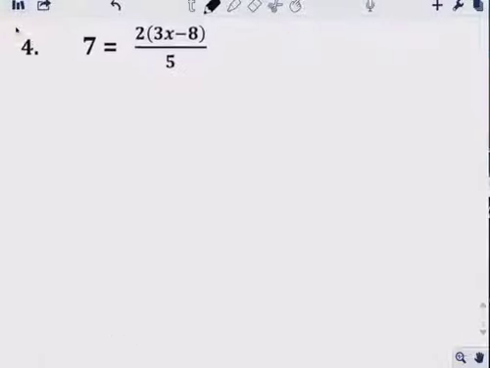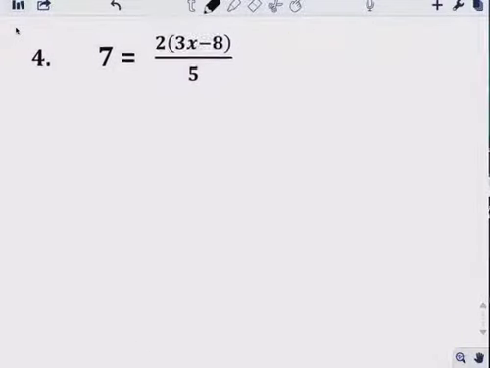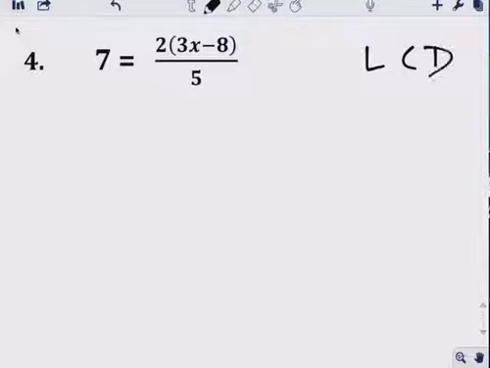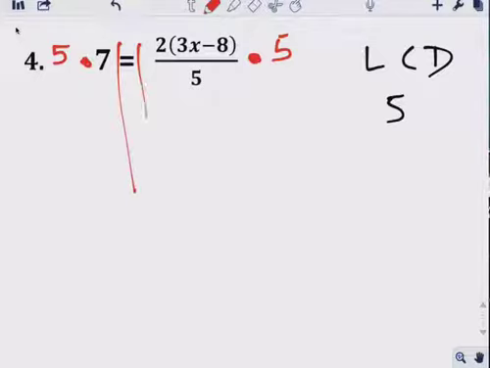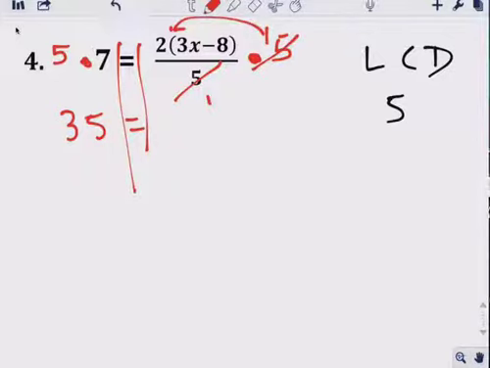Number 4. Okay, you got the least common denominator. We got 5 only. There's no other denominator. Denominator here is 1, but 1 and 5, still the denominator is just 5. Okay, least common denominator is 5. 5 times 7 here is 35, equals, cancel these out. That gives you 1 and 1. 1 times 2 is 2. That leaves this the same.